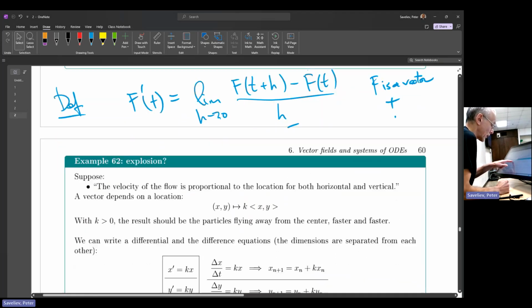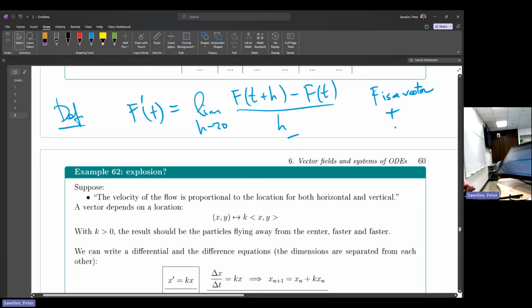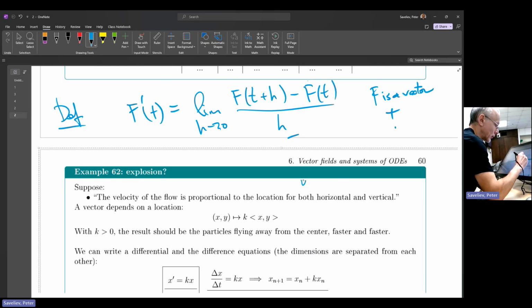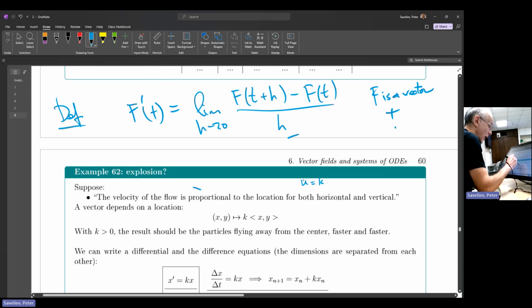So let's examine some of the examples of vector fields and what kind of dynamics that might produce. Here, the velocity of the flow is proportional to the location for both horizontal and vertical. That's maybe how I would write it if I did not know vectors. I would write, say, u is equal to kx. So I have x and y, which are the location, and then I have the uv vector, which is the velocity.